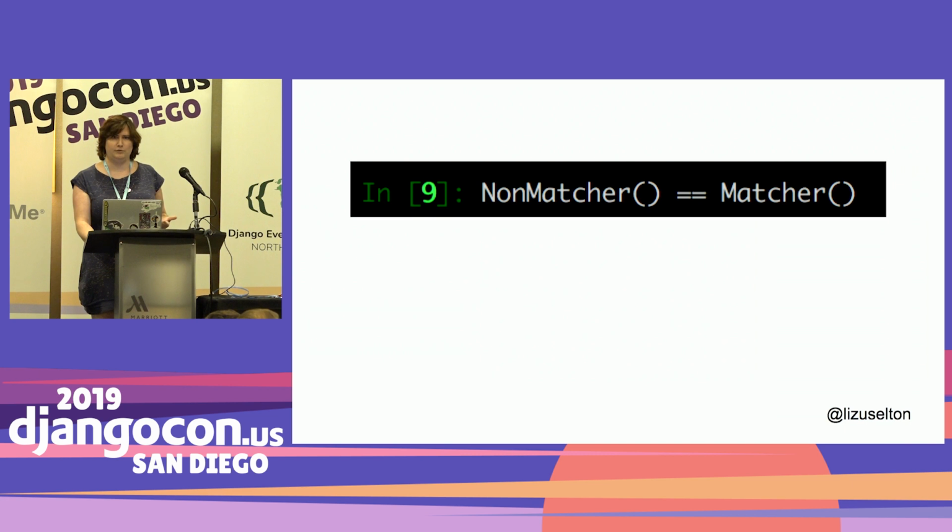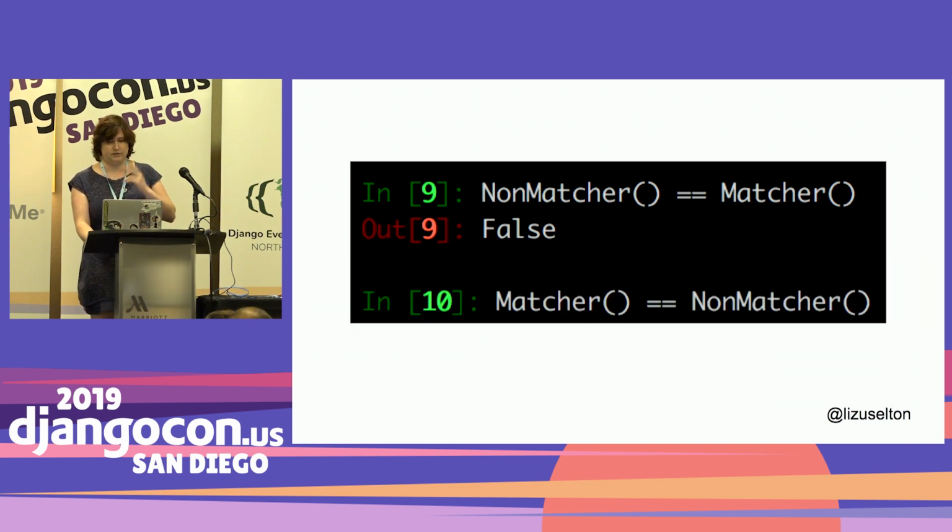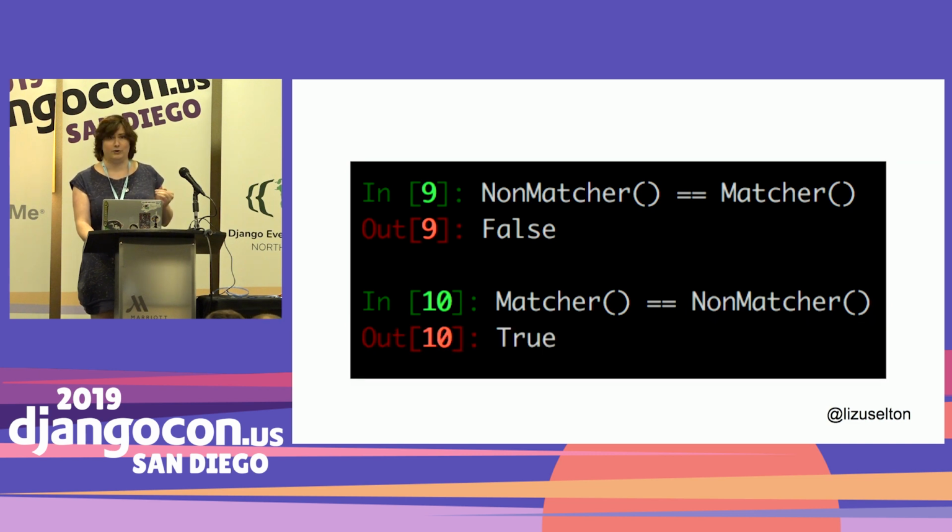So what if non-matcher equals matcher? That is false. Seems good. They're different objects. I'm okay with this. Are you still okay with this? Matcher is equal to non-matcher. What do we think? Yes, it is true, which feels bad in my heart. Like, you don't want the order to matter. I don't like that equals is non-commutative. That feels wrong and it feels bad.